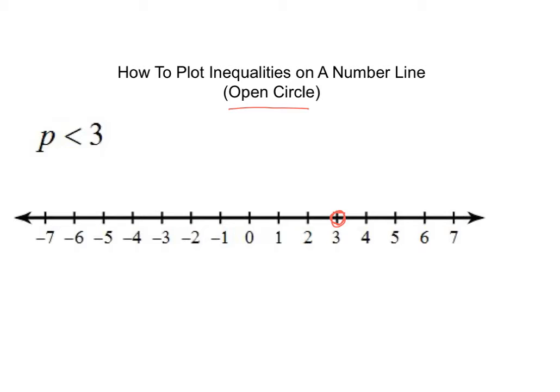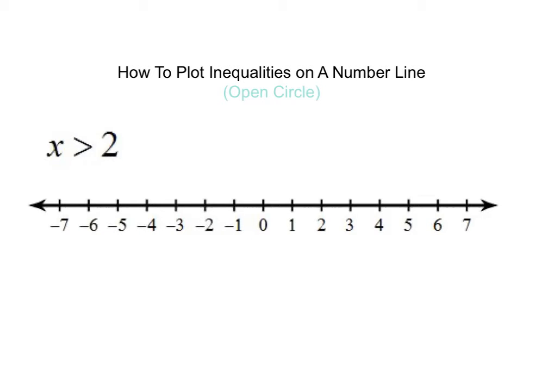So P less than 3, that means everything that's less than the number 3 could be a possible answer to this inequality. So 2 is less than 3, 1, -1, all the things to the left would be less than the number 3. So all of these numbers would be possible answers to this inequality.